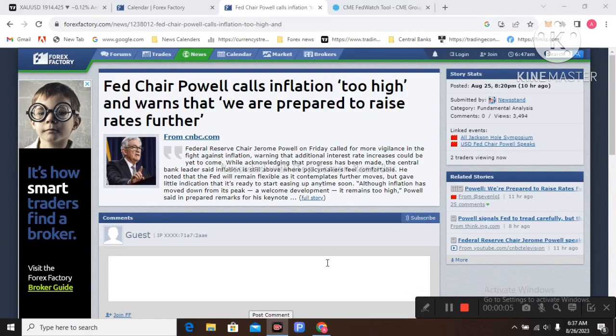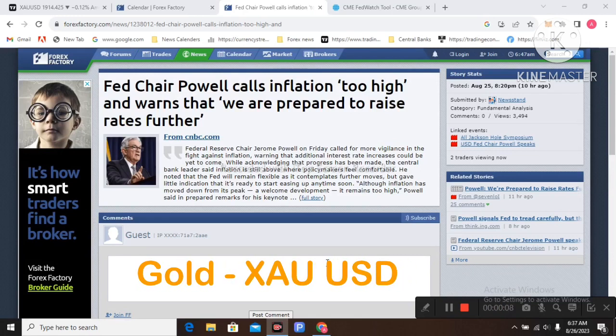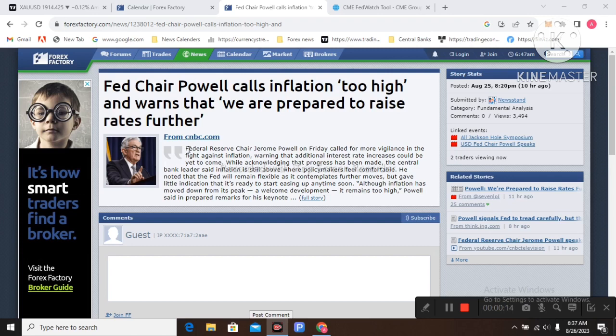Today I am going to analyze gold trading for next week, your gold trade. So I am on the Forex Factory website. The Fed Chairman calls inflation too high and warns that we are prepared to raise rates further. Last Friday was a speech by US Central Bank Chairman Powell, and he mentioned that we are prepared to raise rates further. Those are hawkish comments from the Federal Reserve, the American Central Bank.